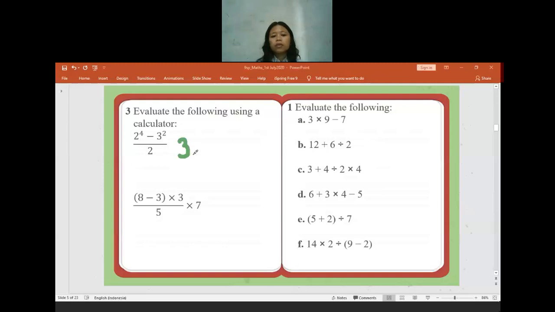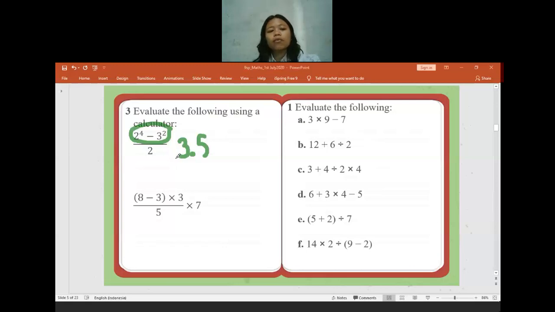When it is a fraction, you have to solve it one by one. From the denominator and numerator, you have to simplify it one by one. Because the numerator has a calculation in it, we have to solve it first. Brackets, indices, and subtraction: we have to do the power first. So we finish 2 to the power of 4, which is 16. 16 minus 9 equals 7. 7 divided by 2 is 3.5.